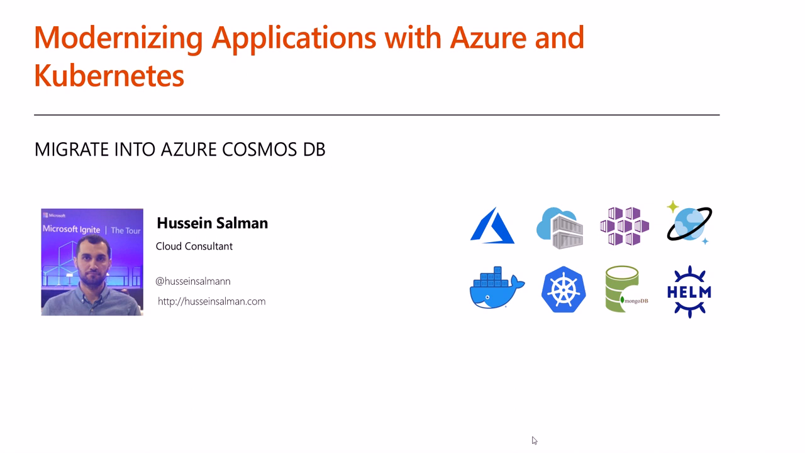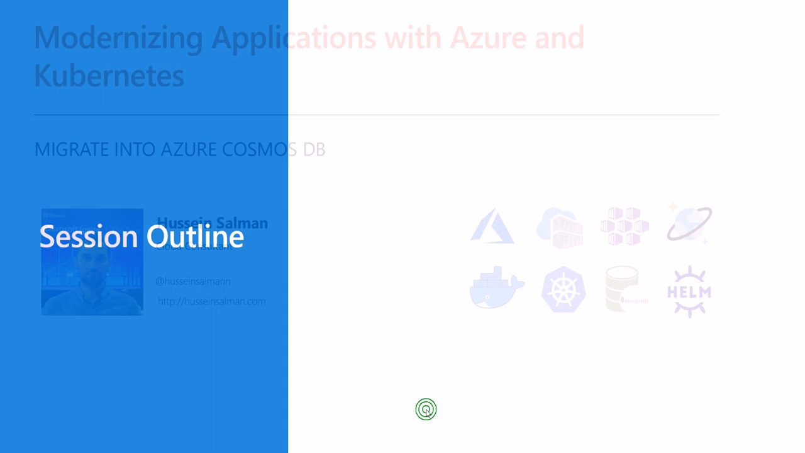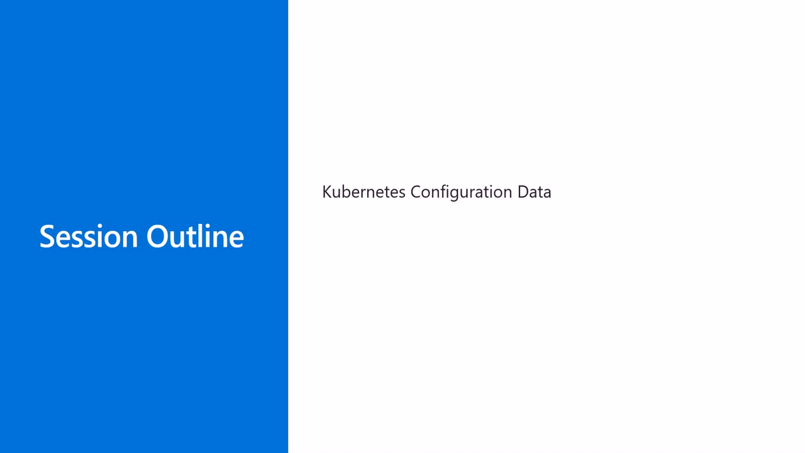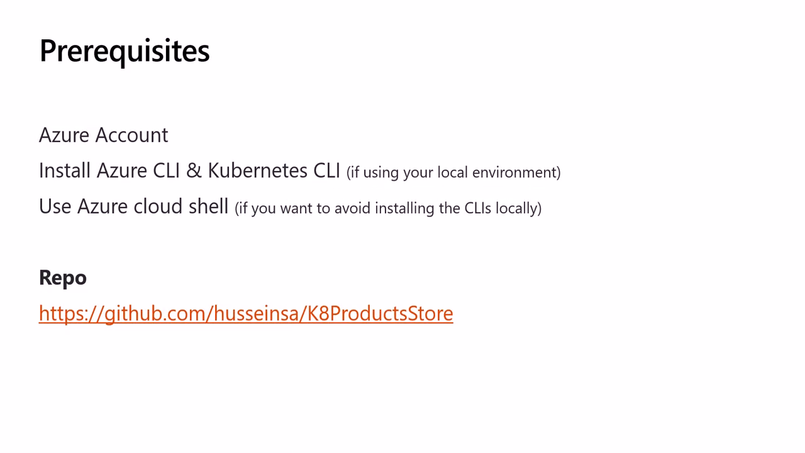In this session, we'll see how we're gonna migrate our data into Azure Cosmos database. We'll see also what are our options to store any configuration data in Kubernetes. Then, we'll review the application architecture and talk about the changes that we will make. And in our demo, I will show you how you can simply provision Azure Cosmos database, create Kubernetes secrets, and do some modification on the manifest files to allow the application to communicate with Cosmos.